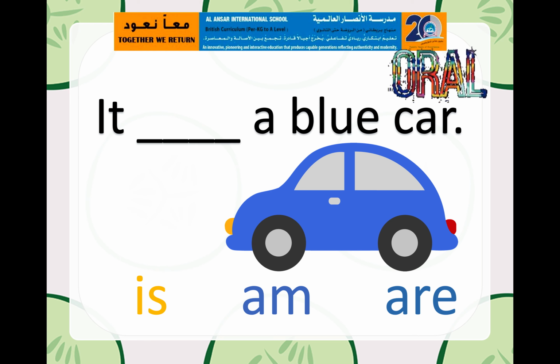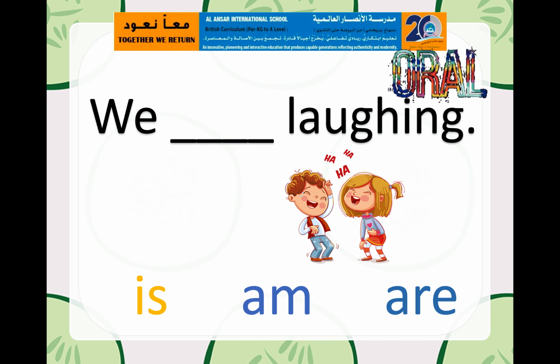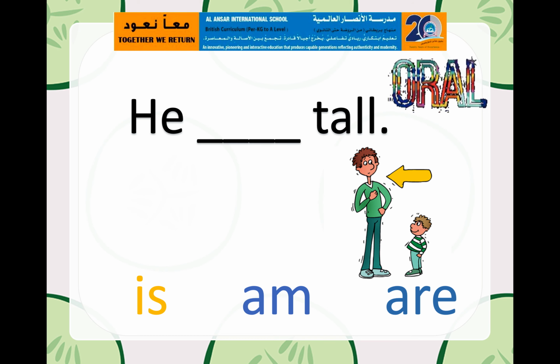It, a blue car. Good job. You will use the word is because you are speaking about one thing. We, laughing. Amazing. We are speaking about more than one person, so we will use the word are. He, tall. Brilliant work. You will use the word is because you are speaking about one person.